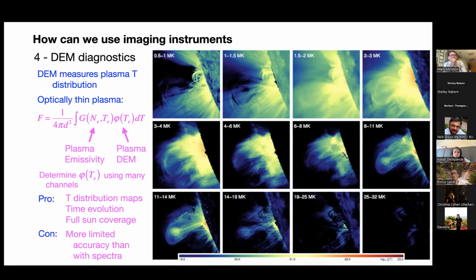Well, each of these filters normally samples several lines. Either there are dual channels, or even a channel with a single line is fairly broad. So this type of diagnostics is more limited in accuracy than if you use spectral lines. But still, it has a lot of power for measuring temperature, by utilizing images and providing all the diagnostics at the same time.